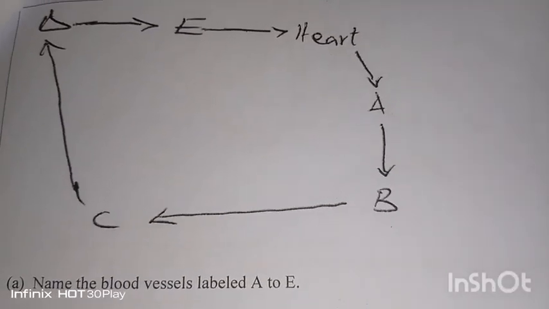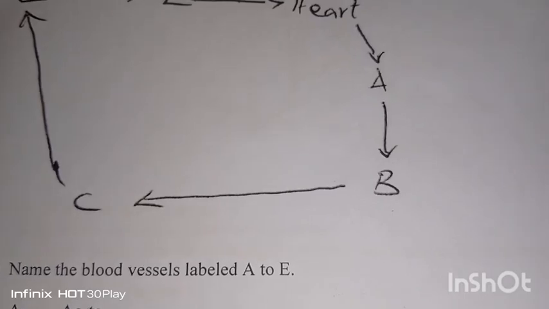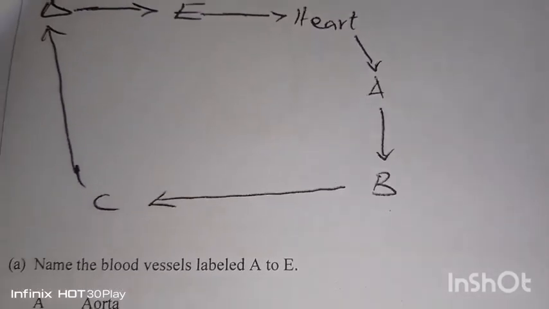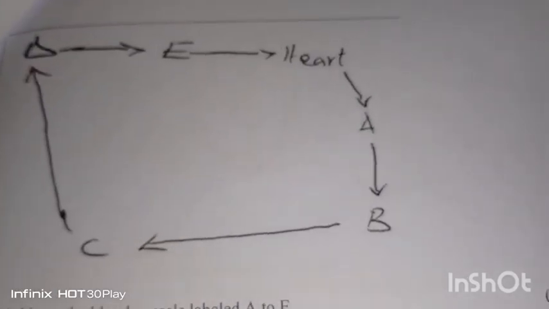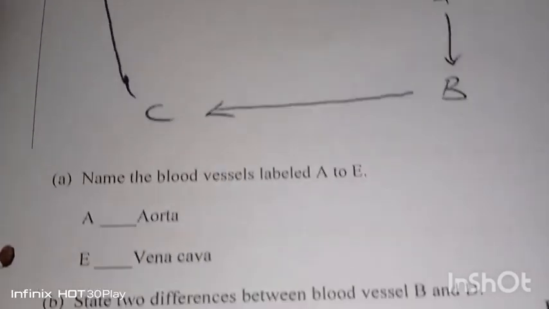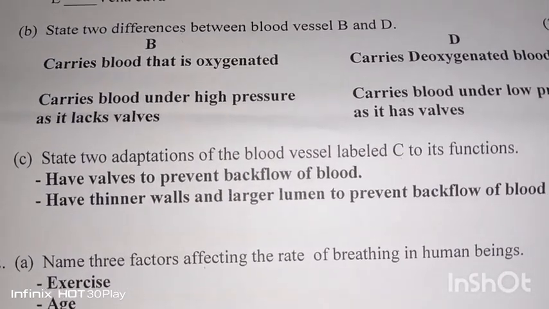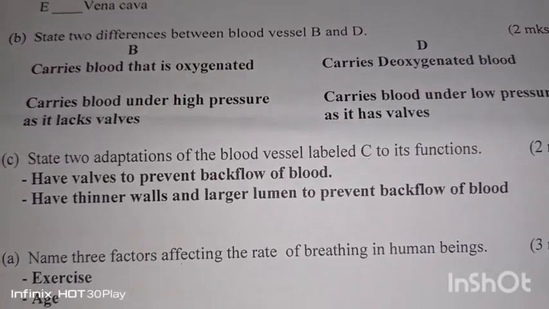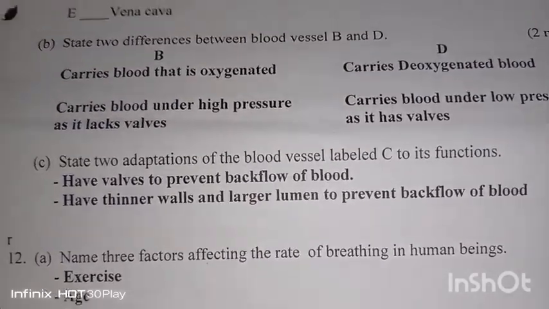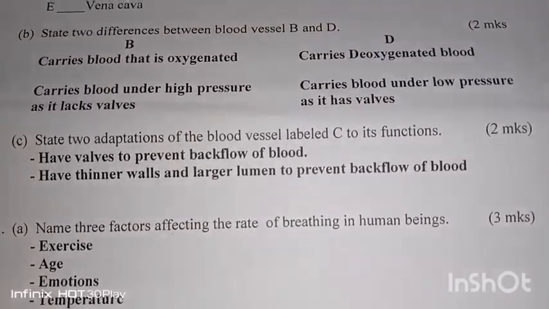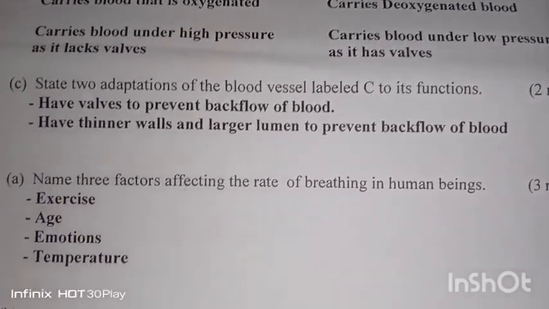Then you are asked, state 2 differences between blood vessels B and D. Now, okay, so aorta, of course, it supplies blood to an artery. And then E, because it's a vein, it receives blood from another vein. And here you're supposed to conclude that B carries blood that is oxygenated because it's an artery, while D carries blood that is deoxygenated. B carries blood under high pressure, it's an artery, while D carries blood under low pressure as it has valves.